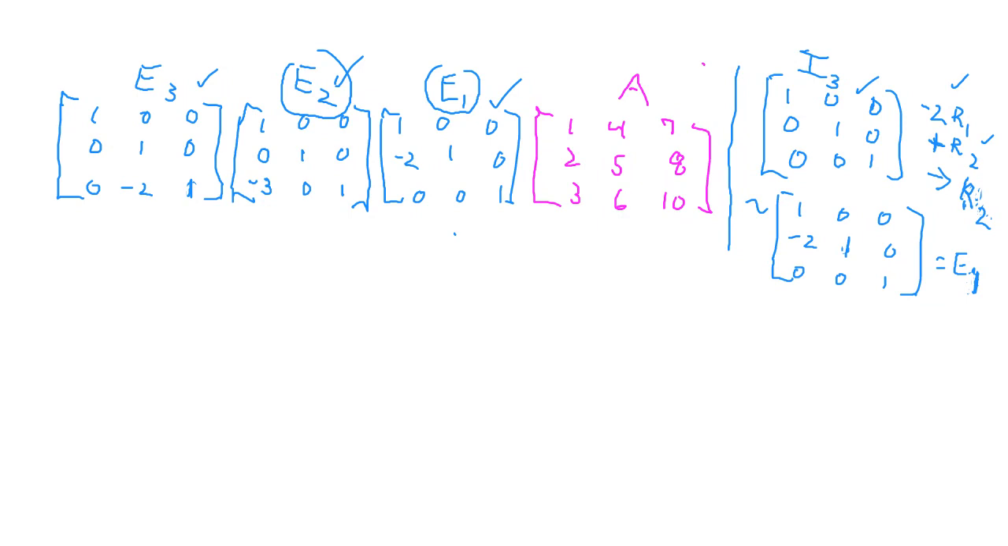And the third elementary matrix is, you take the second row, multiply it by -2, and add to the third row. Now, what we do is, let's say I want to get the matrix A into upper echelon form.